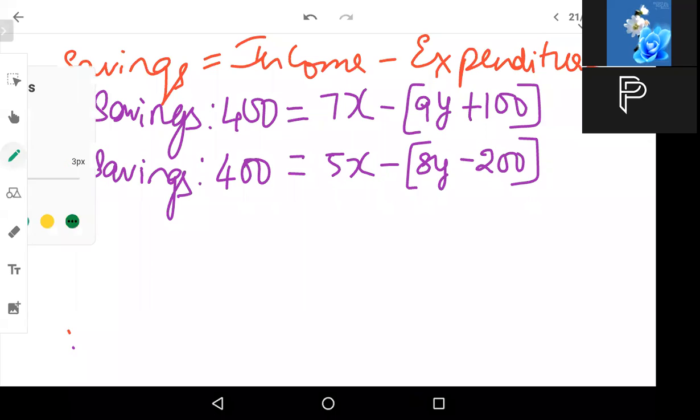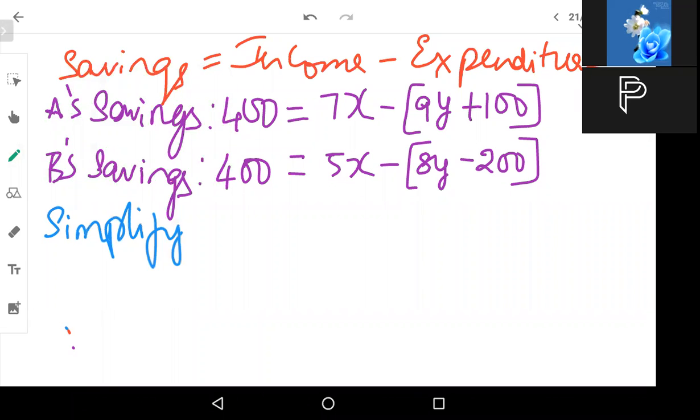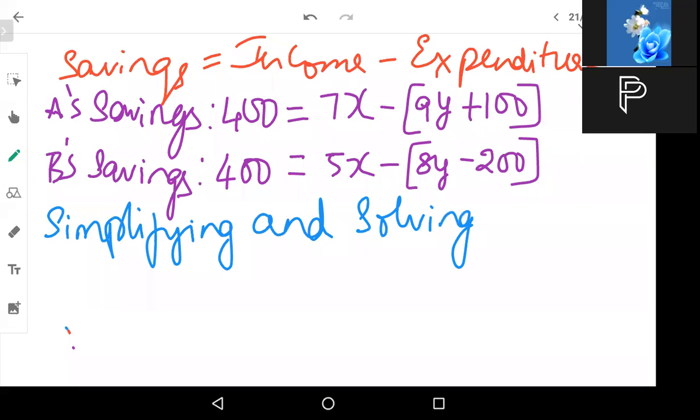Okay, so simplifying and solving equations. Good, Lakshmi, correct answer. X and Y answer is correct. Spurti is giving me the final equations. Very good.